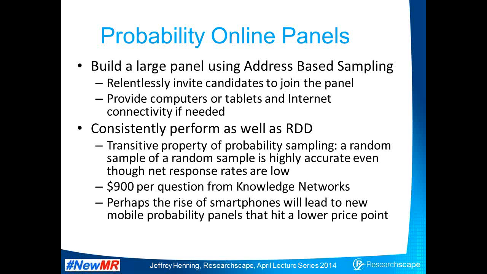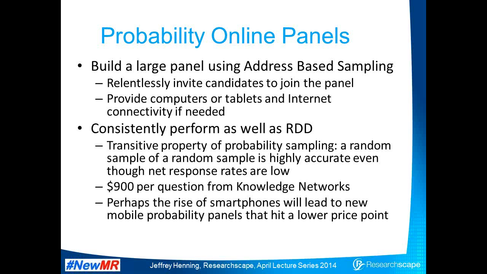And here was the key: if they didn't have a computer or a tablet, originally they provided people web TVs back when Knowledge Networks first started, and then they were providing laptops. And if you had a laptop but you didn't have internet connectivity, they'd give you internet connectivity. So basically, they were taking a panel that was not online and giving them access to online. So very expensive, as you can imagine, to do that. But what they found is that this online panel has performed almost as well as RDD.